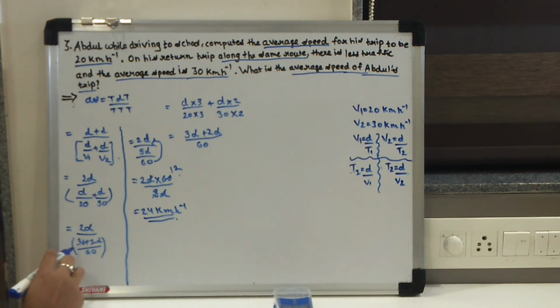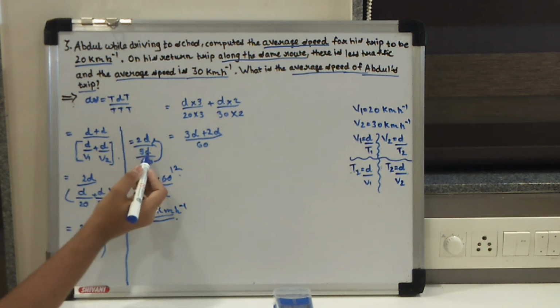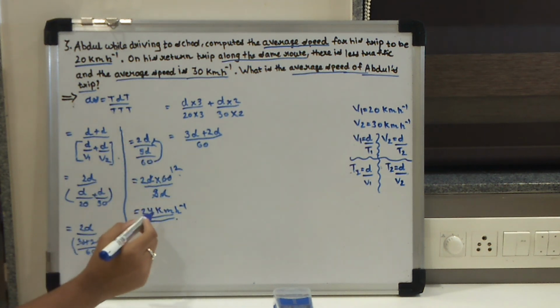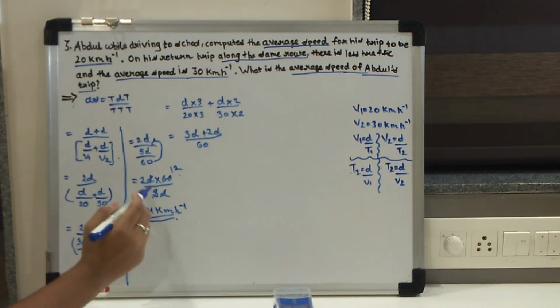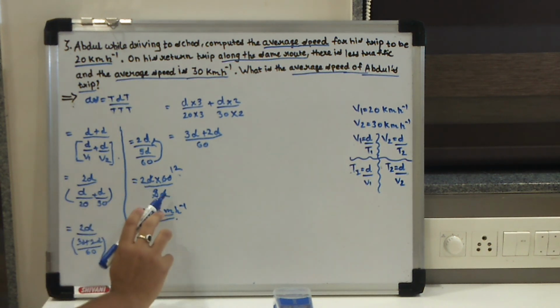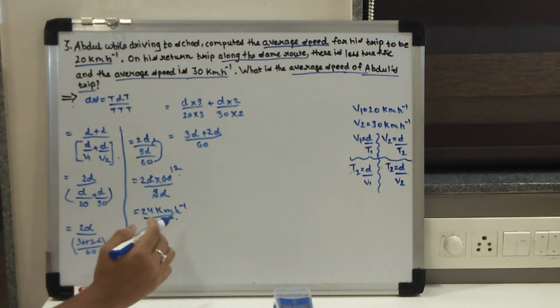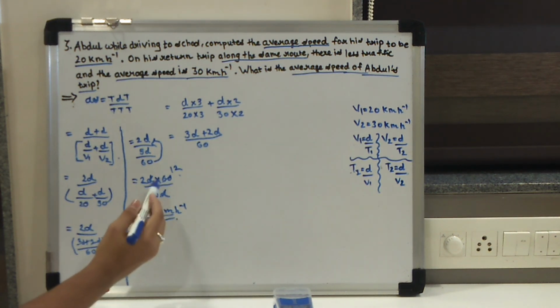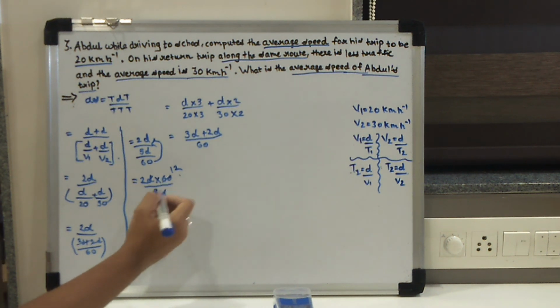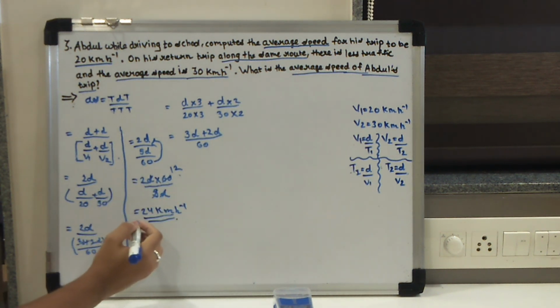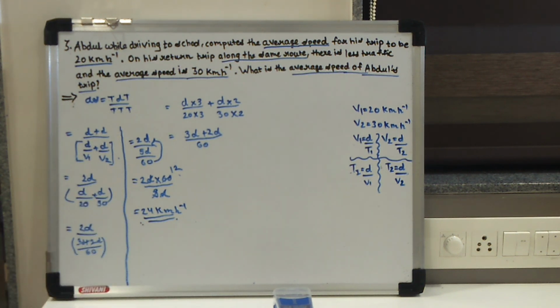Now in the denominator 3d plus 2d will be added, so it will become 5d. So 2d upon 5d upon 60. 60 will be multiplied with 2d. It's simple maths. Now 2d into 60 upon 5d, d cancels, it will remain 2 into 60 upon 5. So you can directly solve it. 5 cancel, 60 cancel, so it will remain 12. So 2 into 12, which is 24 km per hour, our final answer. This is our average speed. Pause the video and note it down.